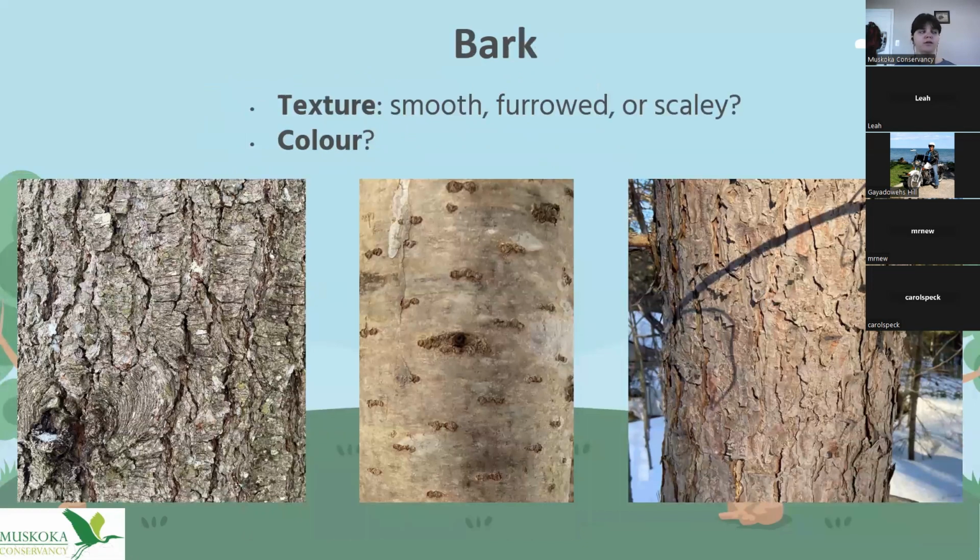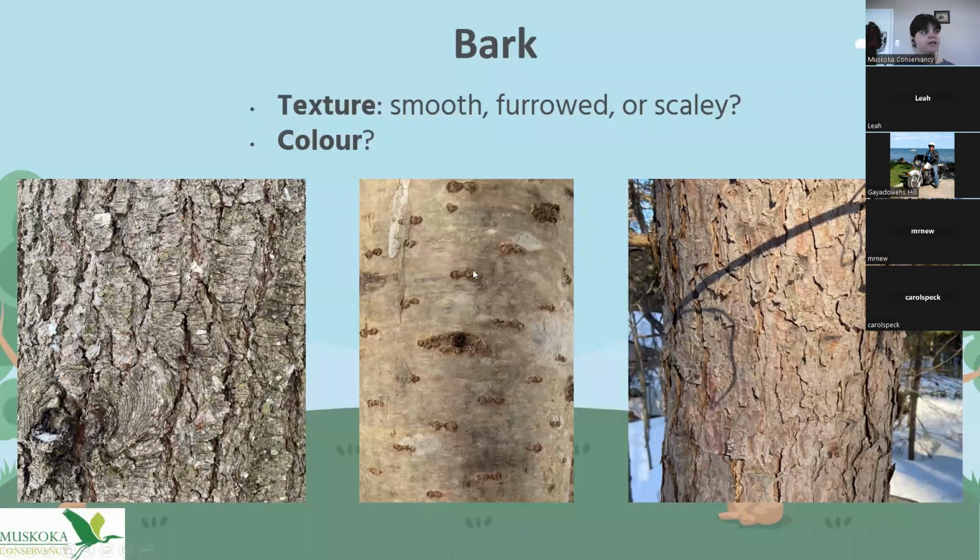Next is bark. For bark, there's just two main things you want to consider, first being the texture and second being the color. So I've got it in the wrong order here. The first one is a representation of furrowed bark. So it's very rough looking and it will have ridges and furrows within it. Next in the middle is smooth. So no furrows, no rough texture, just very smooth.